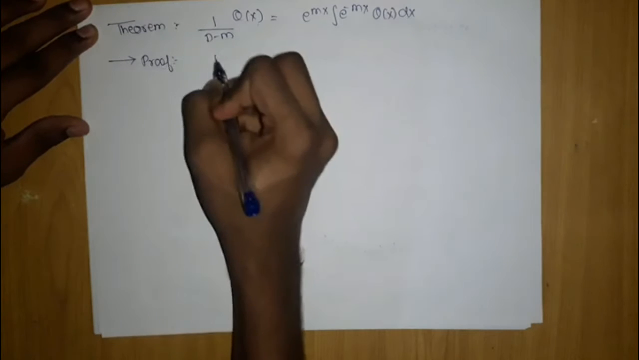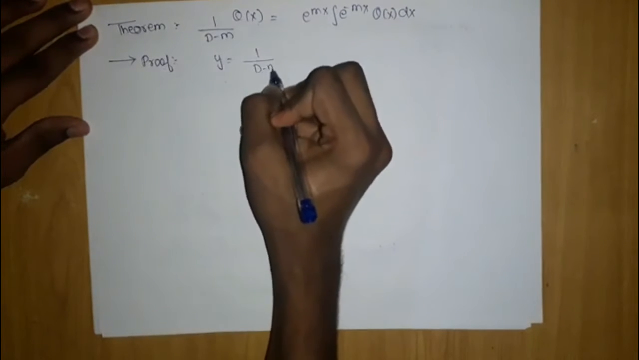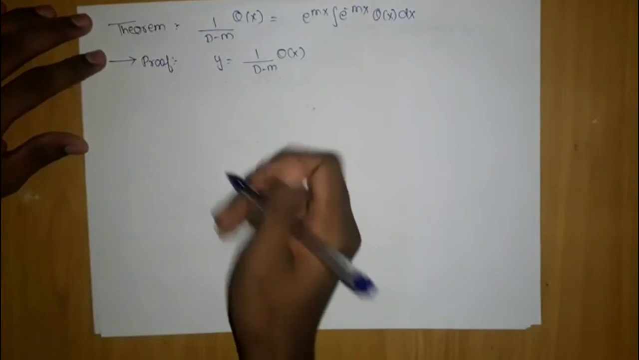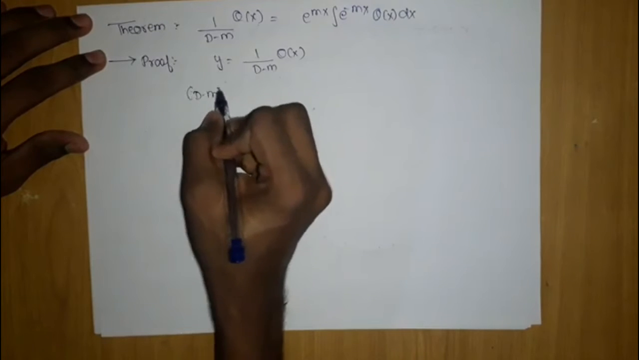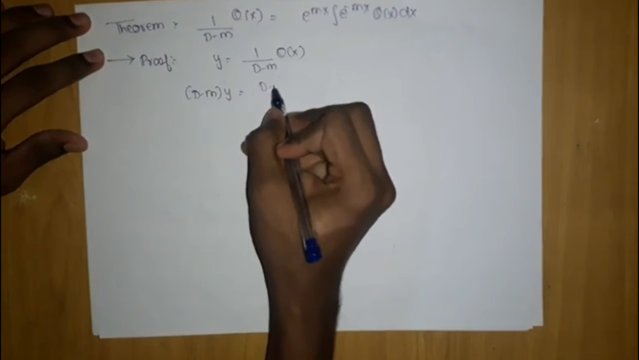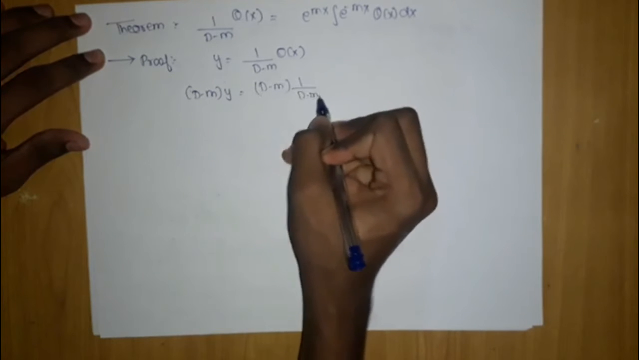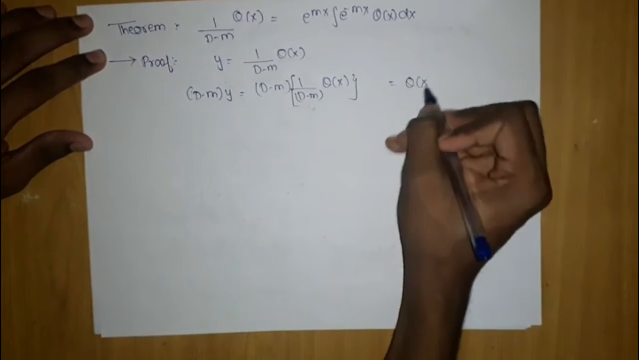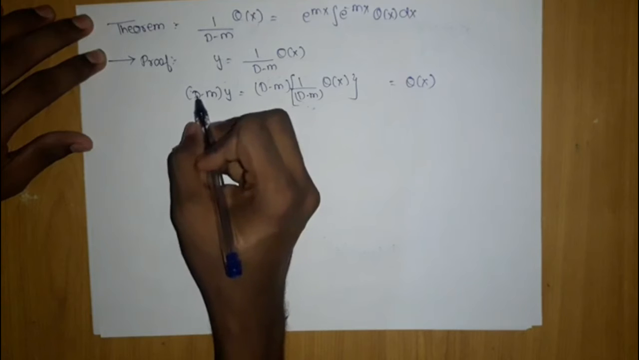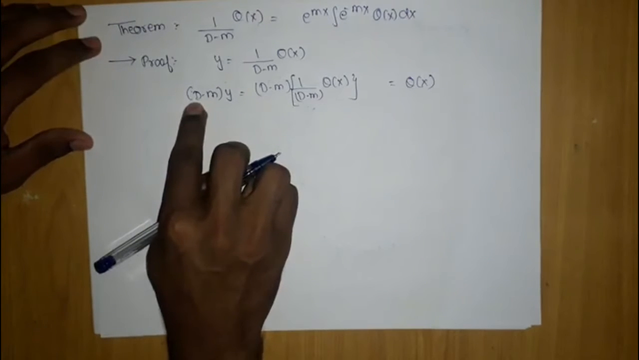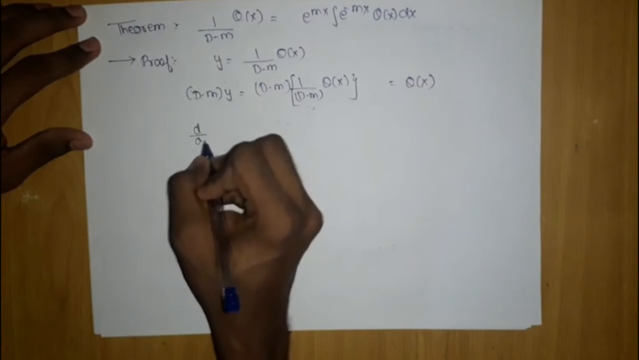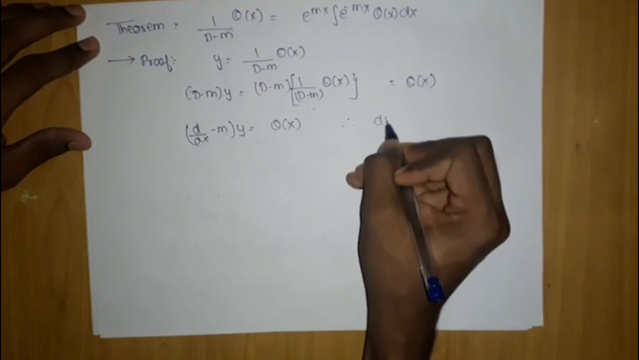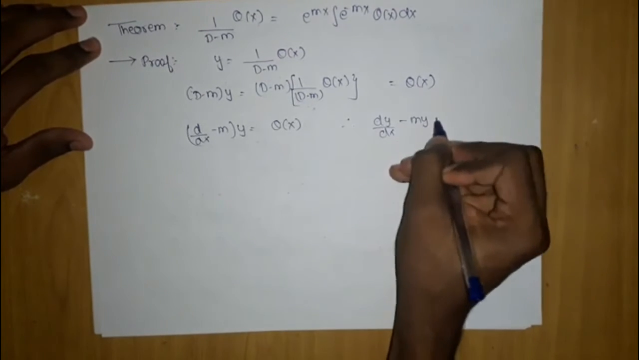The proof is very simple. If you call this as y, 1 by D minus m into Q of x, and multiply throughout by D minus m, what you are going to get is D minus m into y equal to D minus m into 1 upon D minus m into Q of x. This will get cancelled out and you will be left with Q of x. Now just replace D by the differential operator, which is d by dx. So if you replace it, it will be d by dx minus m into y equal to Q of x, that is dy by dx minus my equal to Q of x.